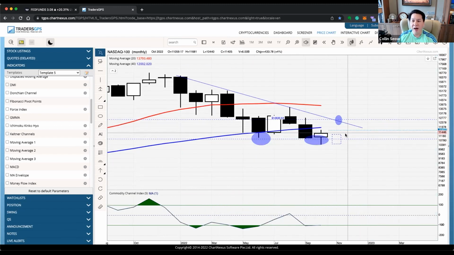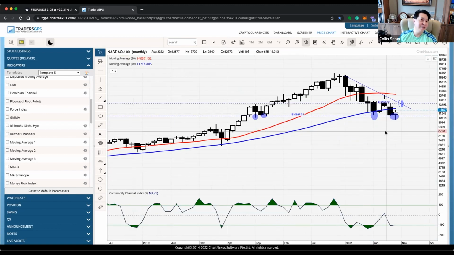Then if the price can go above here, what will be my bet? Question, what will be my bet? If the price can go above here, what will be my bet? You must bet on something, right? I will bet that what?